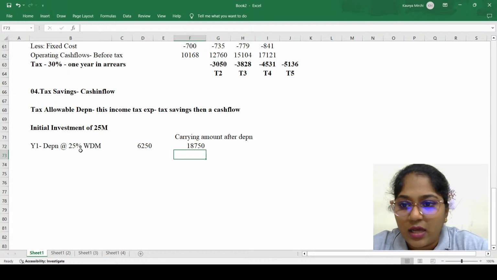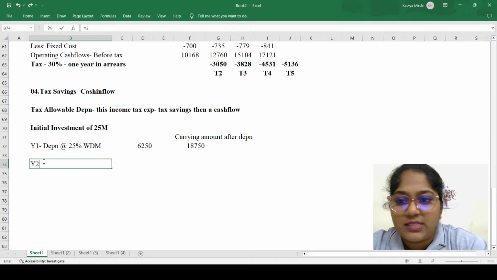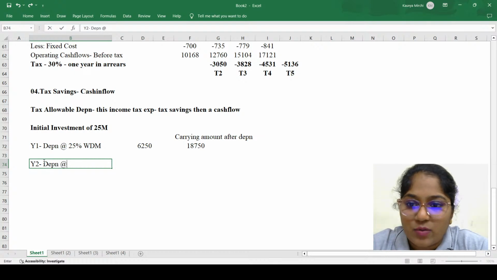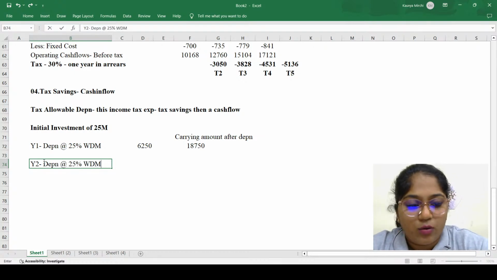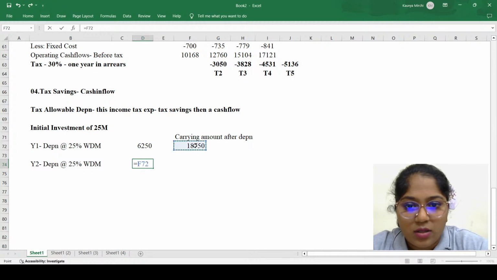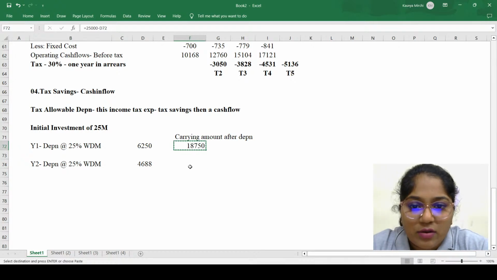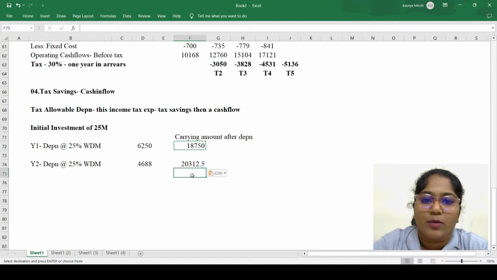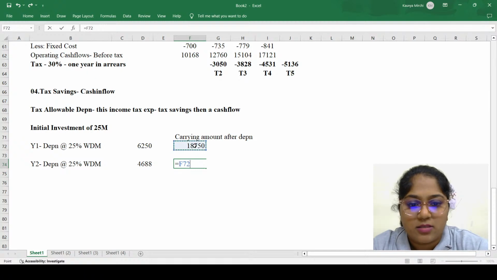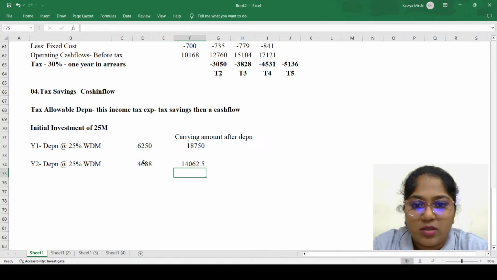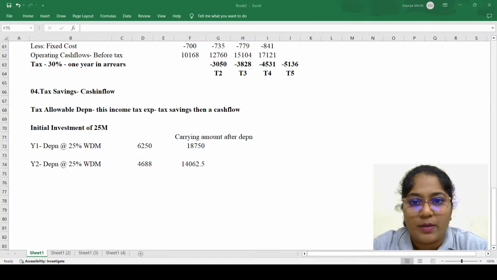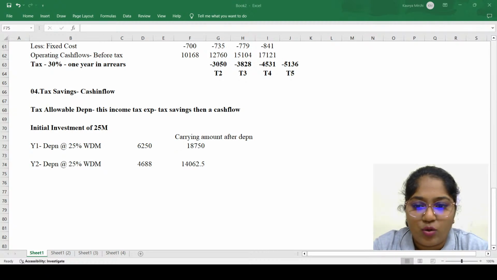Correct, everyone? Yeah. In year 2, my depreciation would be how much? Year 2, my depreciation, once again at the 25 percentage of writing down balance method. So how do I calculate? I take this value and I multiply with 25 percentage. Correct? Yeah. So if I have to find out the carrying amount after depreciation, this value upon this value. So how much is my carrying amount after depreciation, people? Carrying amount after depreciation would be somewhere around this value. Correct? Yeah. Next, move to year 3.